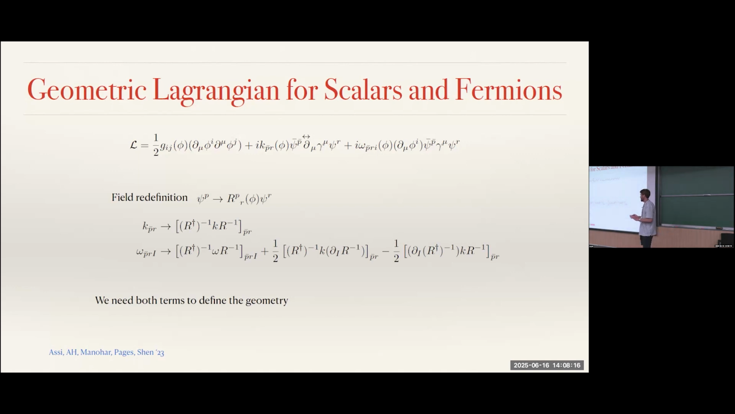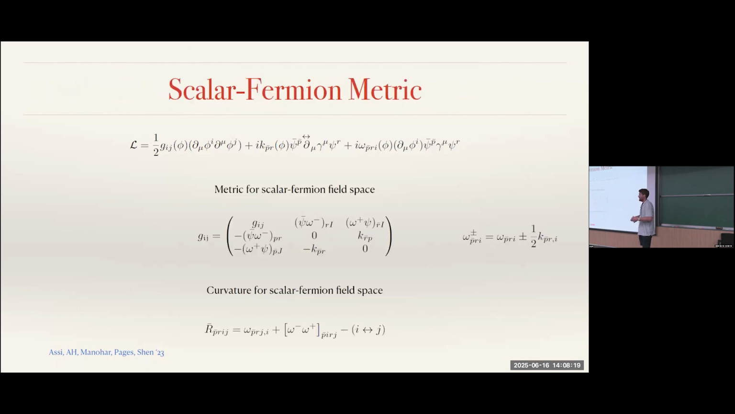But apart from that, the story goes through. And we can take these objects, find an extended metric for scalars and fermions, which has the right transformation properties under field redefinitions. You see that this now depends on this scalar metric and this omega plus minus, which is the fermion guys, and so on. And then we can again recompute the Christoffel symbol and the curvature. And this is an example of the curvature with two fermion indices and two scalar indices. There, so far, so good.